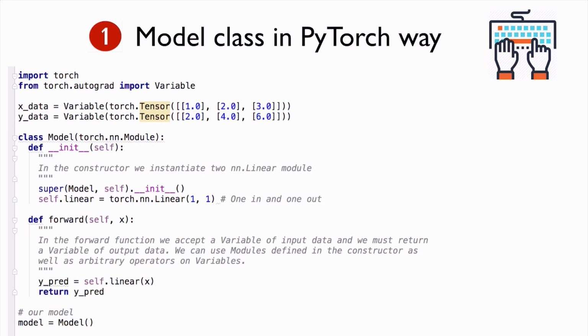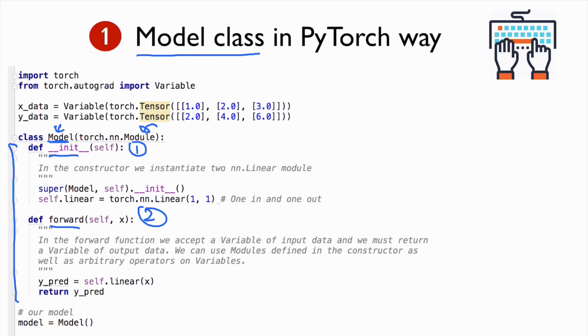The first step here is that we're going to model using a class, in the PyTorch way. The idea is that we are going to create a class. You can name it anything. In this case, we call it Model, which is a subclass of torch.nn.Module. And inside of this class, basically we have two functions. The first one is initializing this class, and the second one is a function you must have, called forward. Let's go one by one.